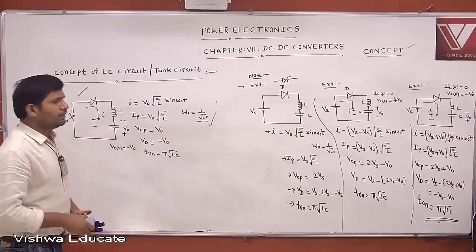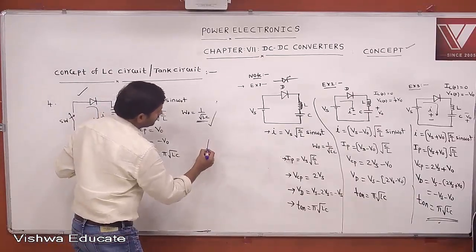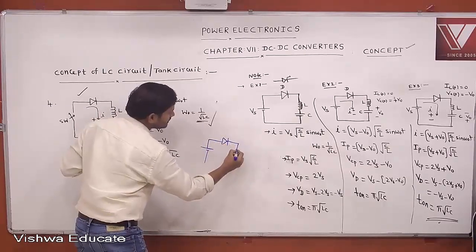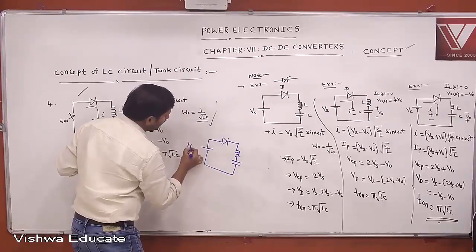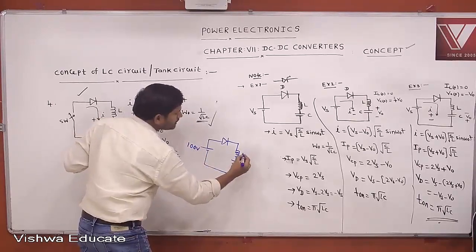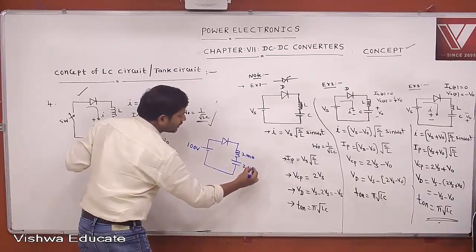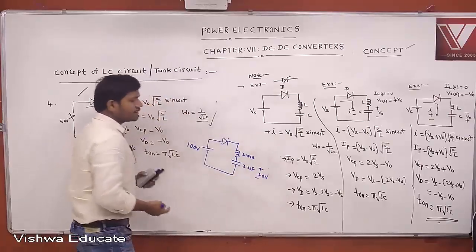For example, if the circuit is given like this, one simple example I am giving. This is an LC circuit. Let this be 100 volts, and this is 2 millihenry, and it is 2 microfarad. The initial voltage across the capacitor is 20 volts. Like this it is given.